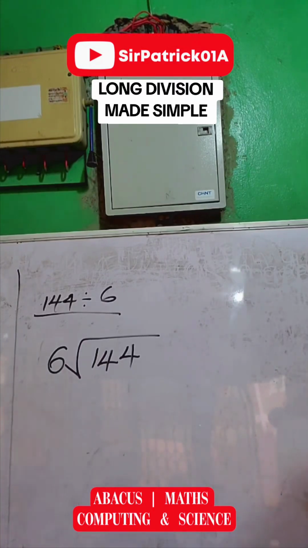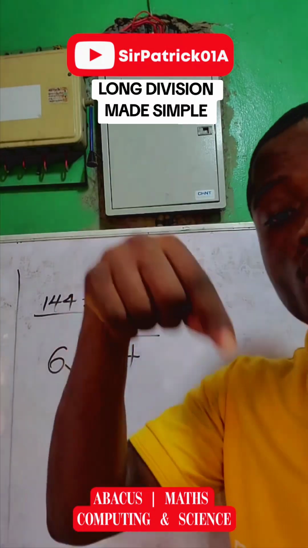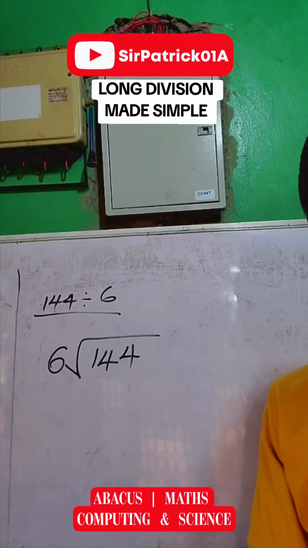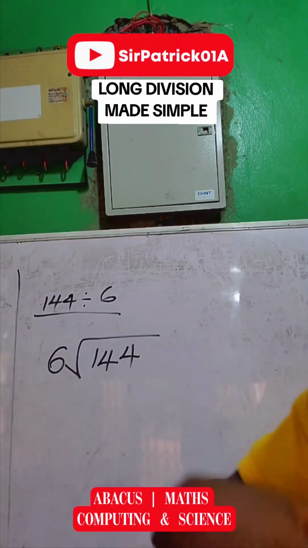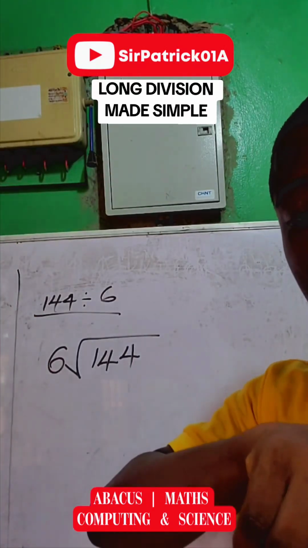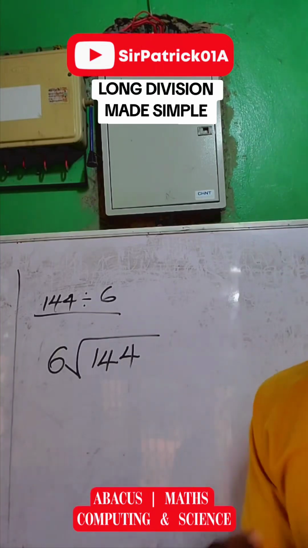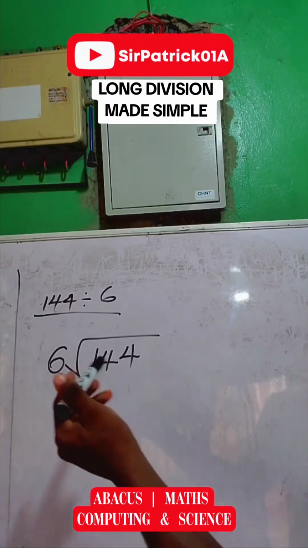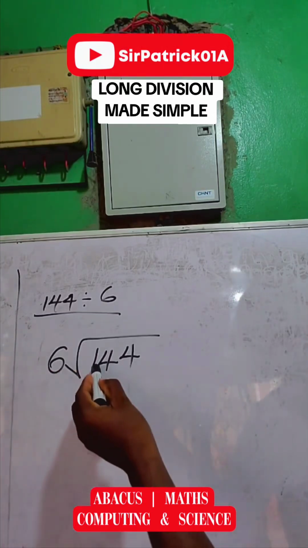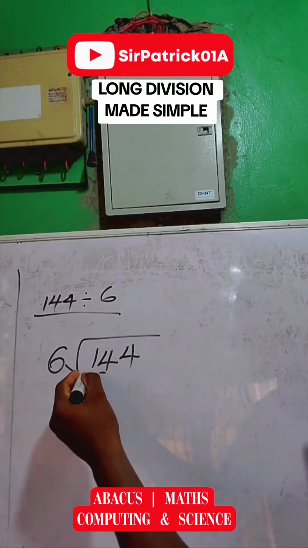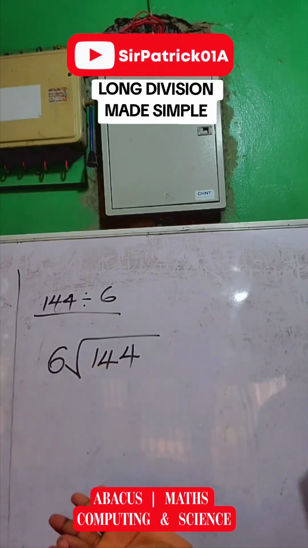But the real truth is that when I ask you as a student, can your house go into you? You're going to tell me no. Because your house is bigger than you, the house cannot enter you, but you, because you're smaller than the house, can enter into it. That's the same thing that applies here. Because 6 is bigger than 1, 6 cannot go into 1. So we're just going to add the 4 to the 1, making it 14.